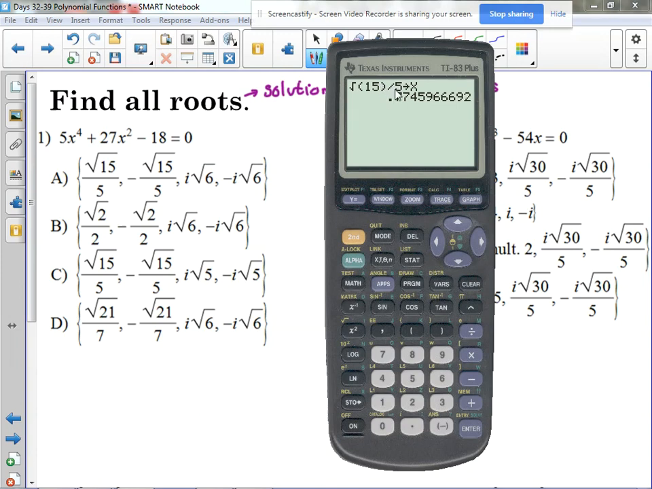It's beside the number 1. Okay, it's beside the number 1. Anybody need help getting there? Do we have this? Okay. So that is the decimal value of the square root of 15 divided by 5. We really don't care about that. We just need to plug it in.